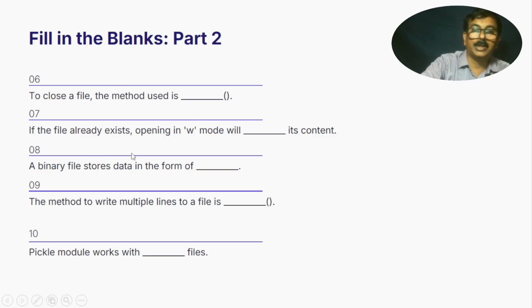If the file already exists, opening in W mode will destroy its content. Even we can say overwrite its content. A binary file stores data in the form of 0 and 1, or binary. The method to write multiple lines to a file is writelines. The pickle module works with binary files.